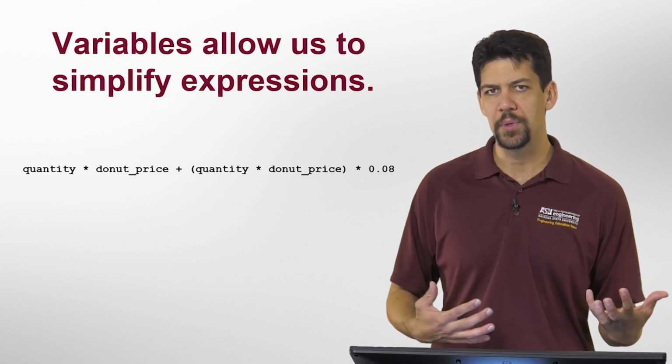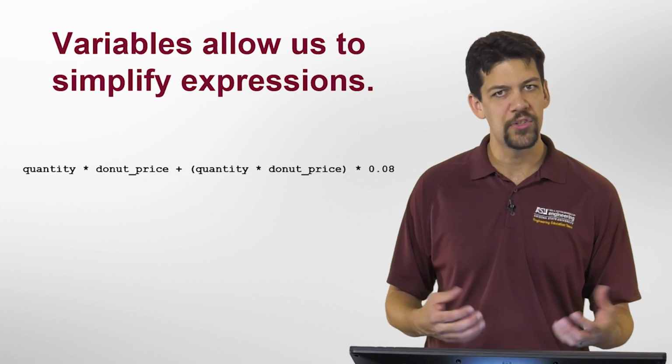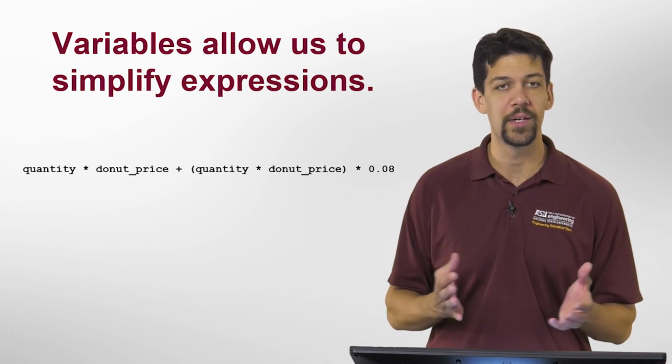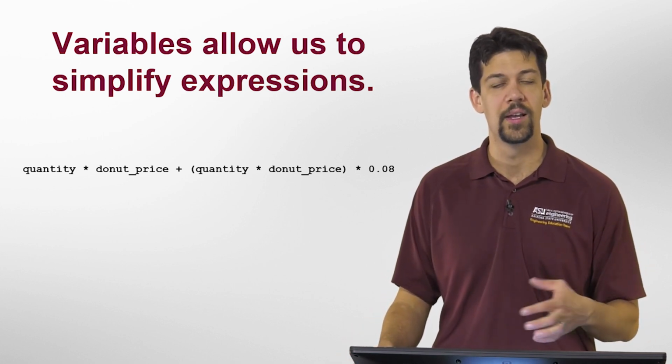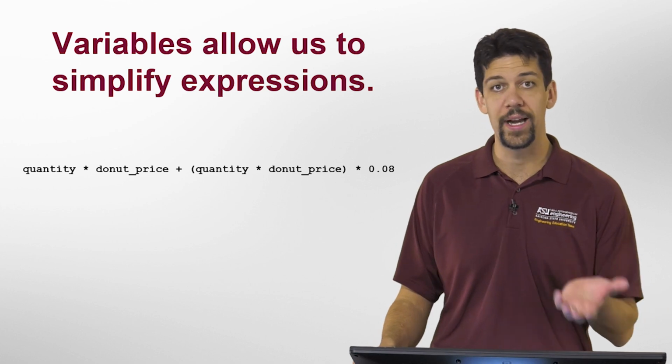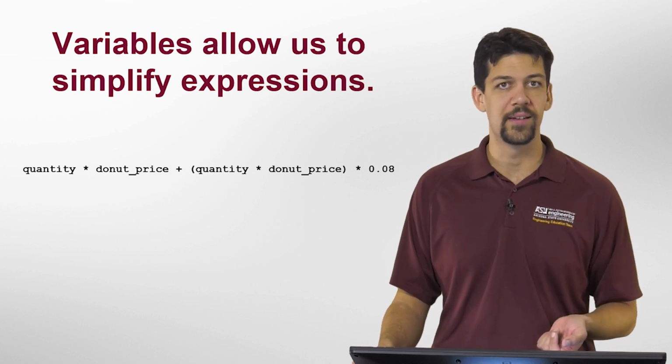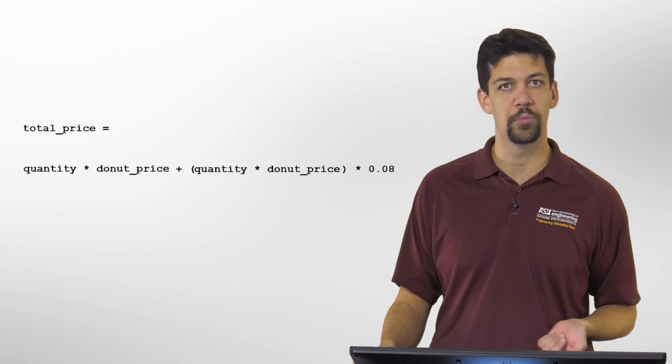So maybe we can simplify this a little bit. It's not really efficient. We repeat ourselves a lot. And one of the principles of programming is don't repeat yourself. So let's see how we can do this. We might want to, for instance, create a variable to represent that value. We'll call it our total price.